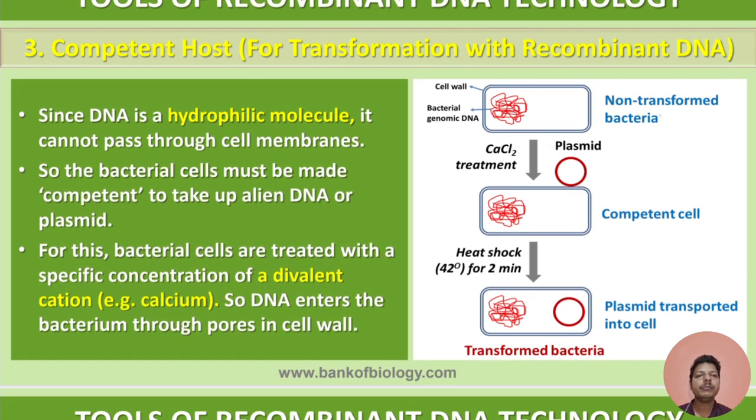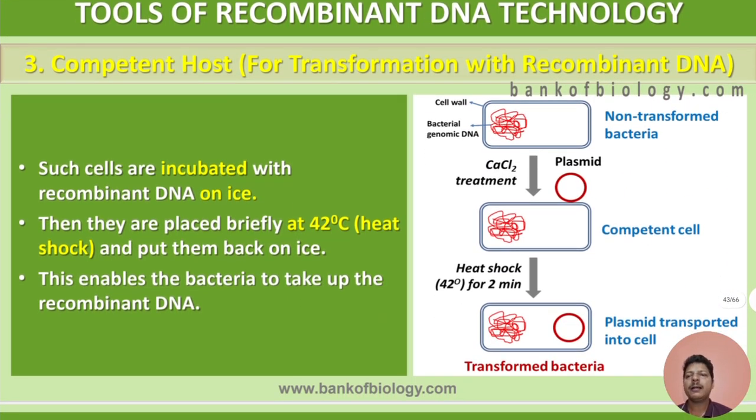Here you can see it is a non-transformant bacterium. Cell wall is there, bacterial genomic DNA is there. Then CaCl2 treatment, calcium treatment is there, divalent cation. Then the competent cell, heat shock given at 42 degrees for 2 minutes, then the plasmid is transported into the cell. It becomes a transformed bacterium. Here, such cells are incubated with recombinant DNA on ice. Then they are placed briefly at 42 degrees Celsius, that is heat shock, and put back on ice. This enables the bacteria to take up the recombinant DNA.